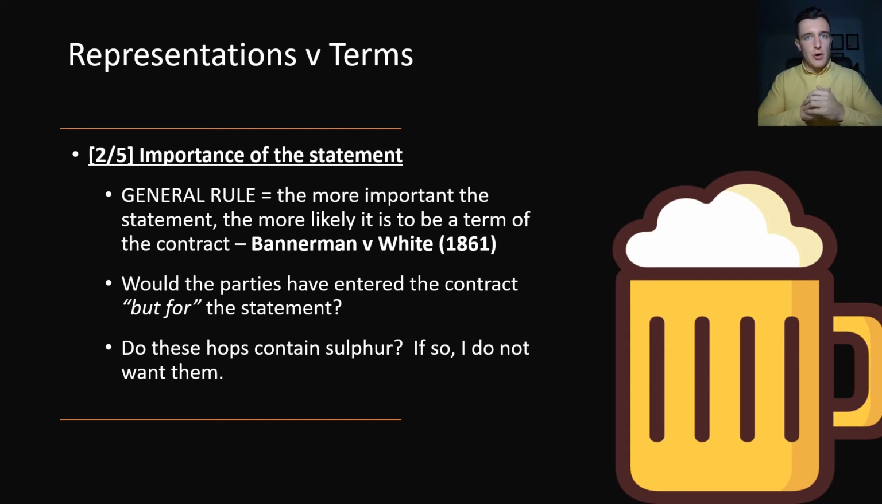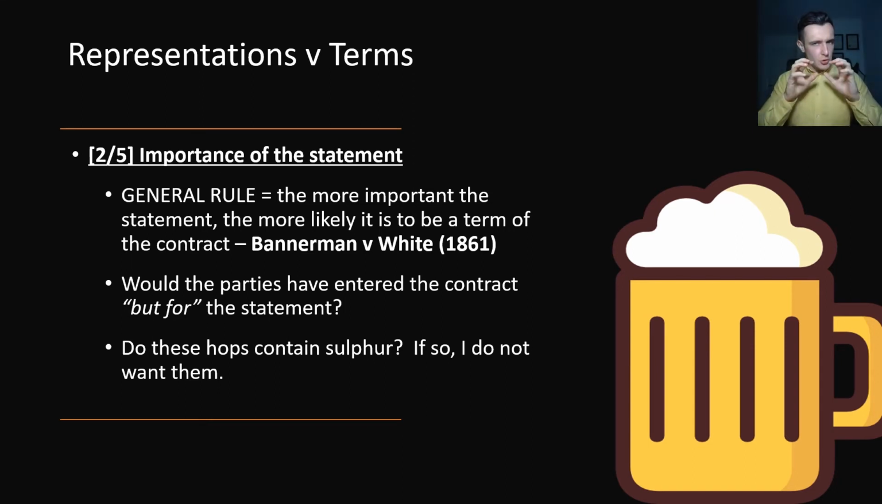Ultimately, White turned around and said, no sulfur in these hops, they'll be grand for making beer, and the parties entered into a contract. You can probably imagine what happened here. The hops later turned out to be treated with sulfur, and Bannerman sued White for breach of contract on the basis that White's promise about the hops being free from sulfur was a term of the contract. And the courts had no problem in agreeing with Bannerman there.